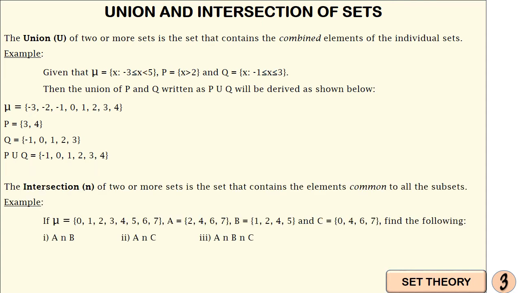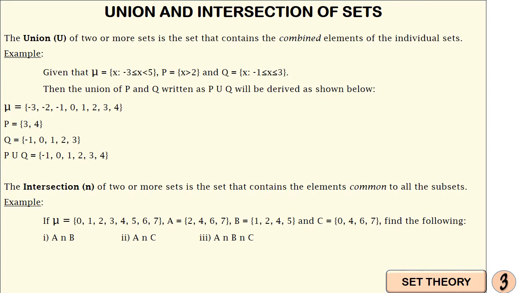The intersection of two or more sets is the set that contains elements common to all the sets. Take note of the word common. It is important that the intersection has the elements that are found in every set that is to be joined to others. For example, if the universal set contains the elements 0, 1, 2, 3, 4, 5, 6, 7, and set A contains 2, 4, 6, 7, B has 1, 2, 4, 5, and C has 0, 4, 6, 7.